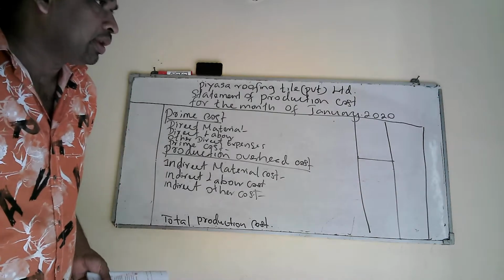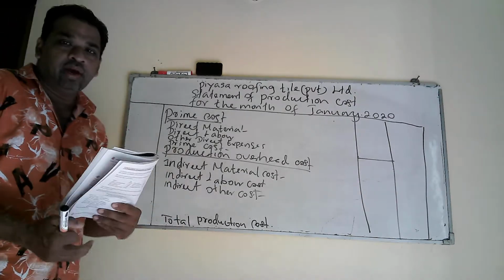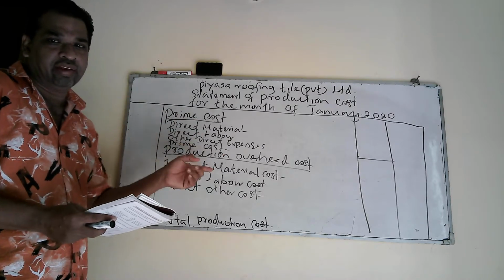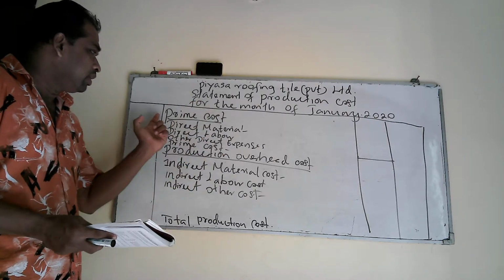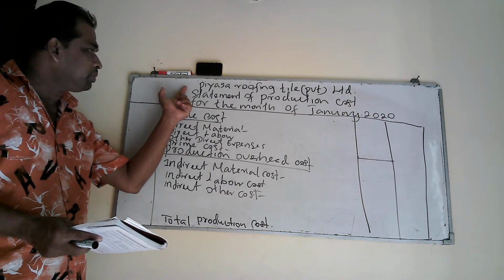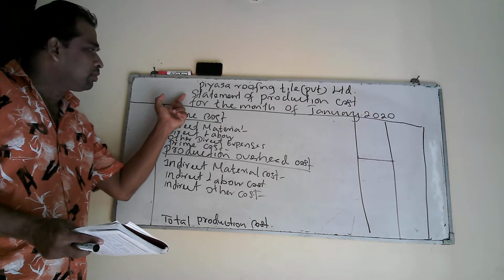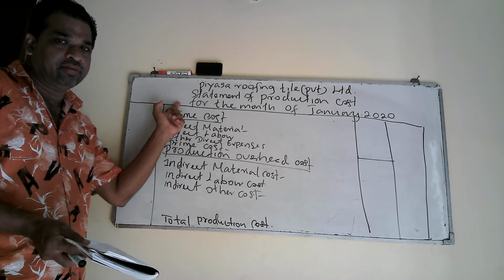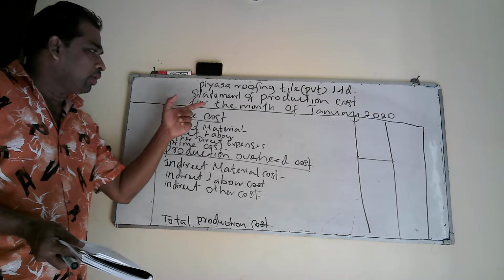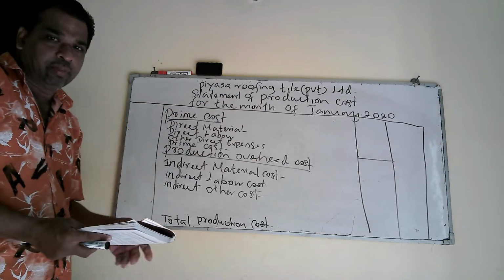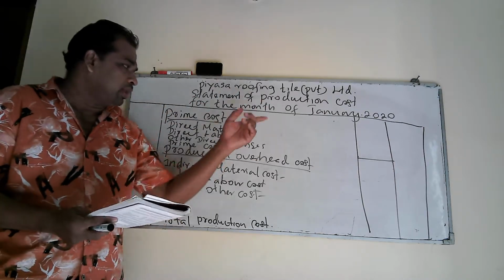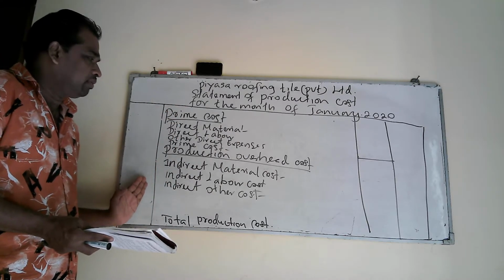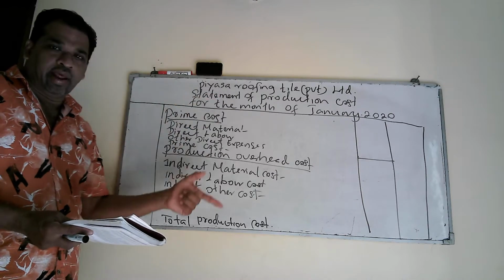I have already prepared activity number 4. You can draw a statement like that. It is easy for you to manage even at the examination. On the top you have to write the business name, the name of the statement, production cost, and the time period. If you are asked to prepare the statement for the month, then you write for the month of January. This question asks you to prepare the statement for the month of January. You can first manage the format, and even at the exam you can nicely draw this format.